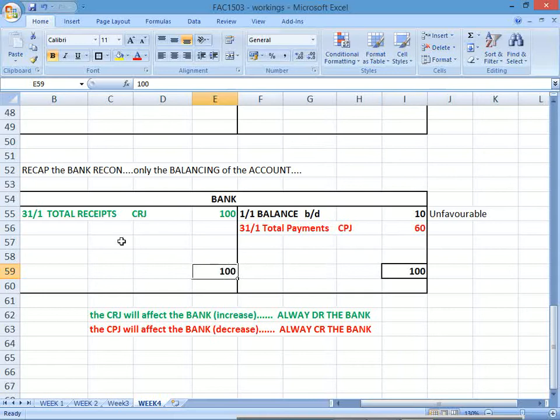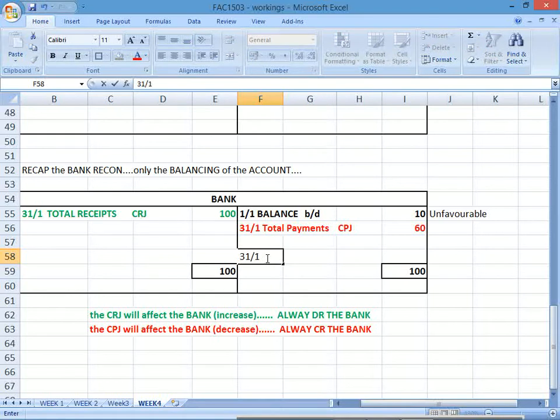Okay, now if you look at it, do you have 100 on the left? Yes. Okay, 100 here, 100 there. Perfect. Do I have 100 on the right? No. Okay, I've only got 70. That's why you balance the account. So how do I balance the account?